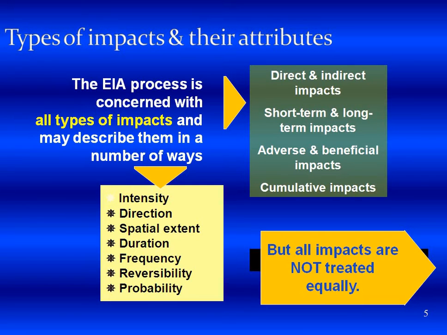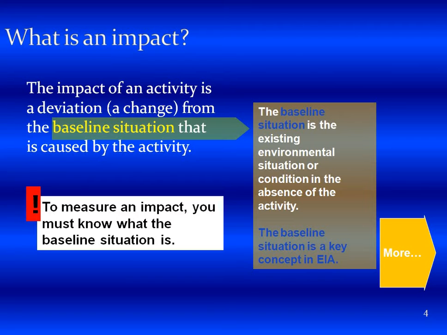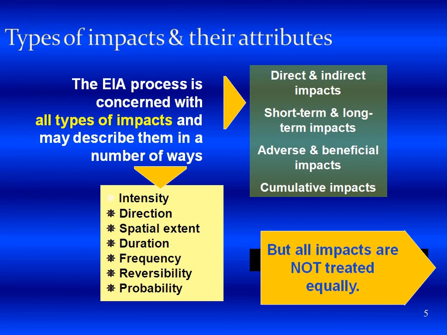Now here we are precisely concerned with all types of impacts. In the previous slides we saw that impacts mean changes from baseline situations. Now these changes from baseline situations can be described in different ways. Impact can be direct or indirect. Direct means your activity directly creates it. Indirect means it leads to something else, and finally the impact will be on physical, biological, and social parameters.